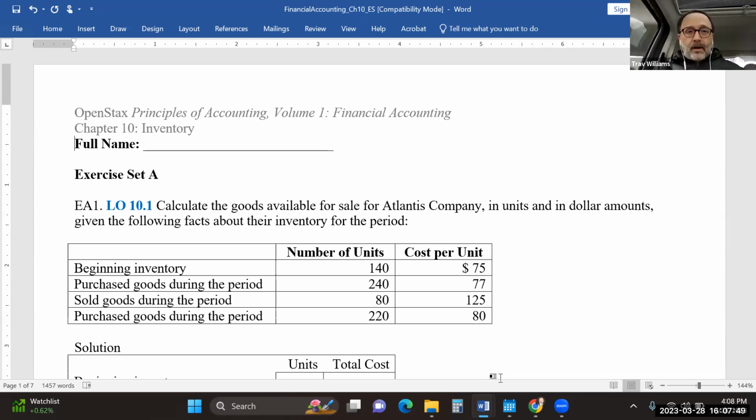This company, we see their beginning inventory. They have 140 units, and we see the company's cost per unit. Then we see some goods that they purchased. They bought 240 units of the same product, but at a higher cost. Inflation. Sometimes costs go up. Then they sold some units.